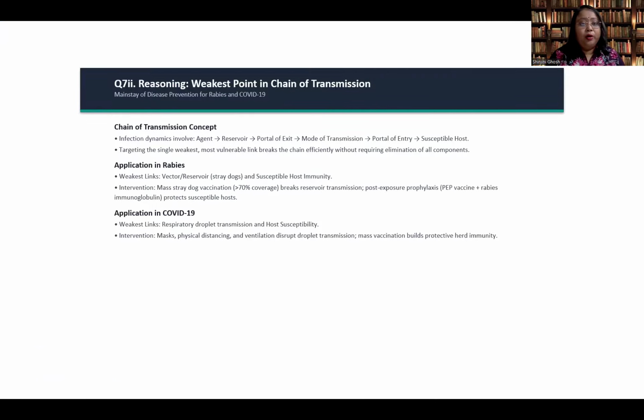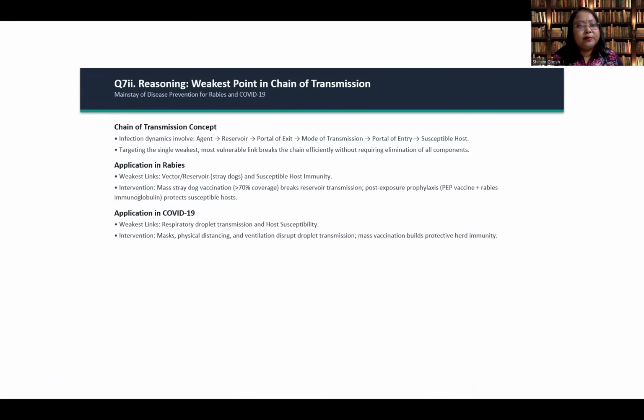Next, the question was: weakest point in the chain of transmission is the mainstay of prevention for rabies and COVID-19. See, the chain of transmission concept you have to tell first. That is agent to reservoir, then portal of exit, then mode of transmission, after that portal of entry, and then susceptible host. This first you have to write about this concept.